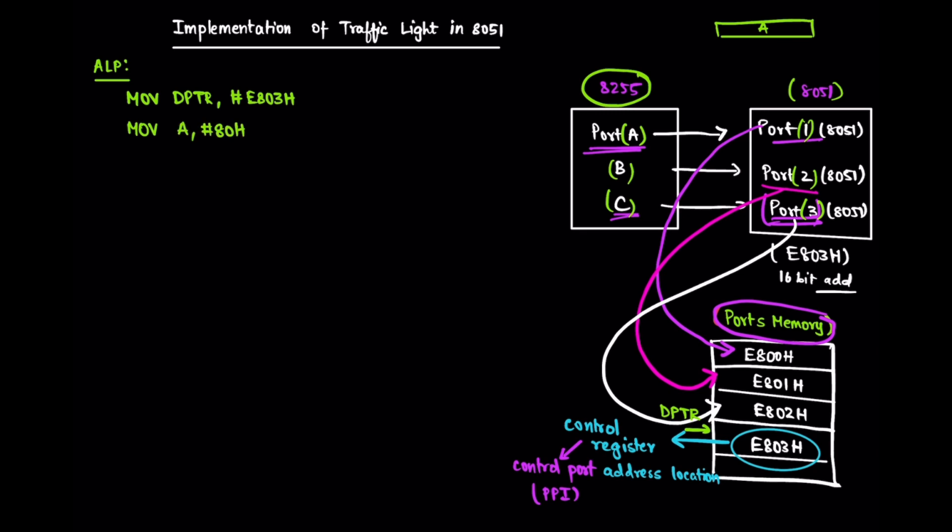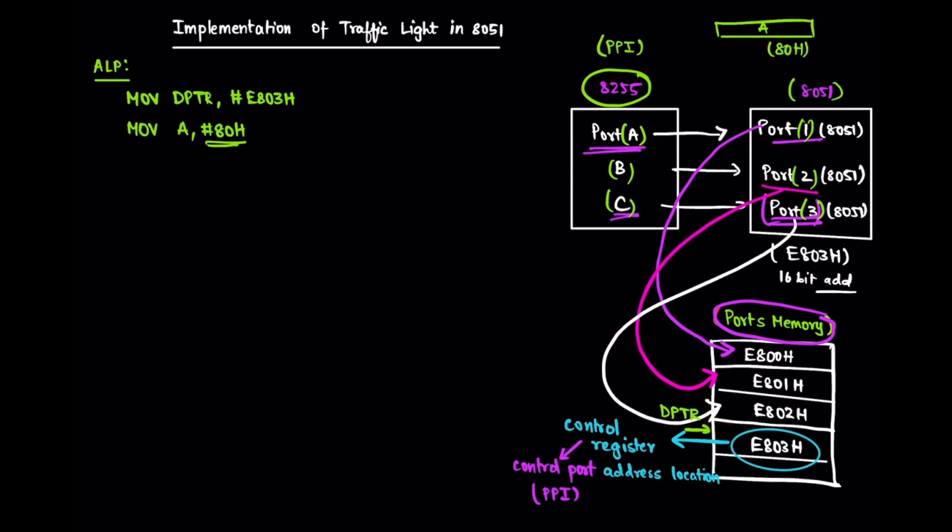Now this 80H can correspond to a control signal which is necessary for turning on or turning off of the LEDs present in the PPI. So we have to send some data into the PPI, and corresponding to that data value, either the LED is going to get turned on or it is going to get turned off. So now A has the 80H value, as I have moved 80H into A. Now I want to make this 80H go into the DPTR pointed location.